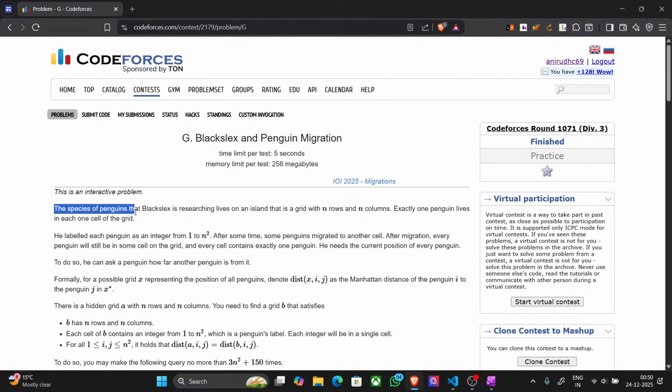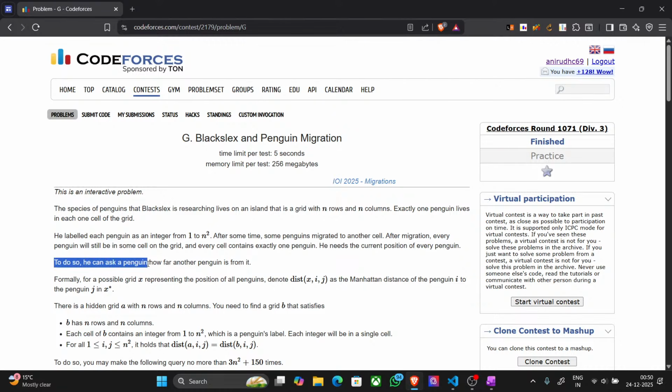The species of penguin that Black Slack is researching on an island that is a grid of n rows and n columns. Exactly one penguin lives on each cell of the grid. He labeled each penguin as an integer from 1 to n square. After some time, the penguins migrated to another cell. After migration, every penguin will stay in some cell of the grid, and every cell contains exactly one penguin. He needs the current position of the penguins.